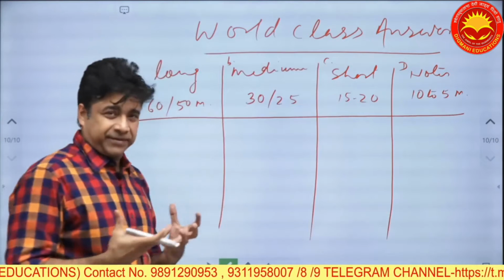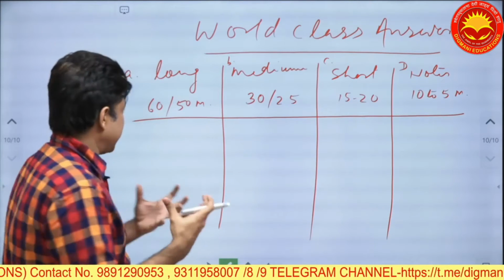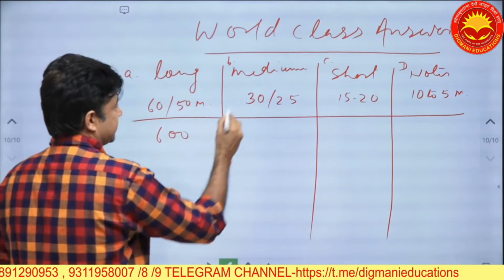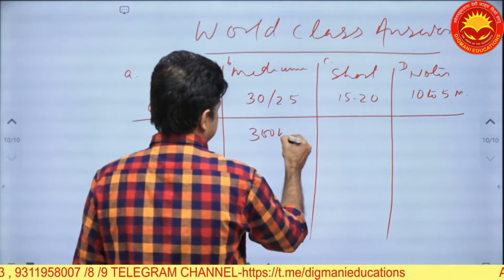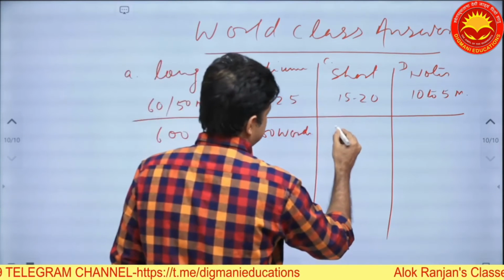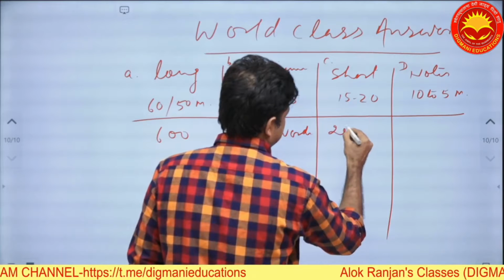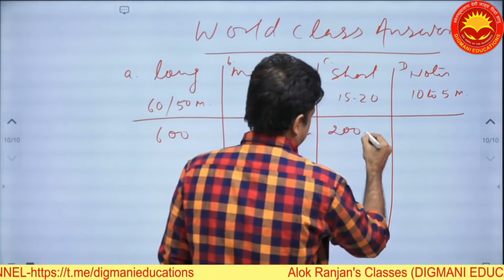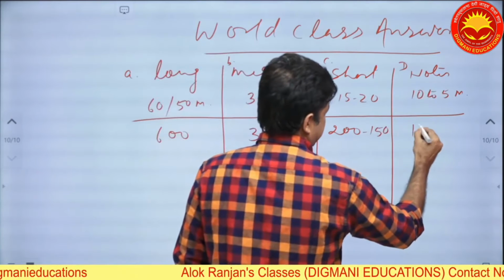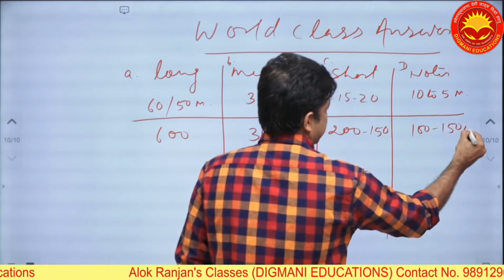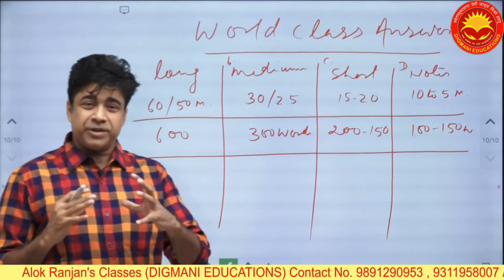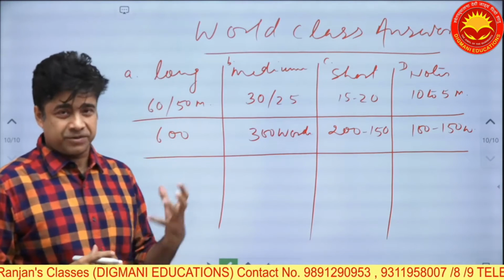Now, the number of words shall be, in the long type, maybe 600 words, medium type 300 words, and then in short type maybe 200 words. It could be 200 to 150, and then notes have to be 100 to 150 words. So this is how you can classify the questions into different categories.